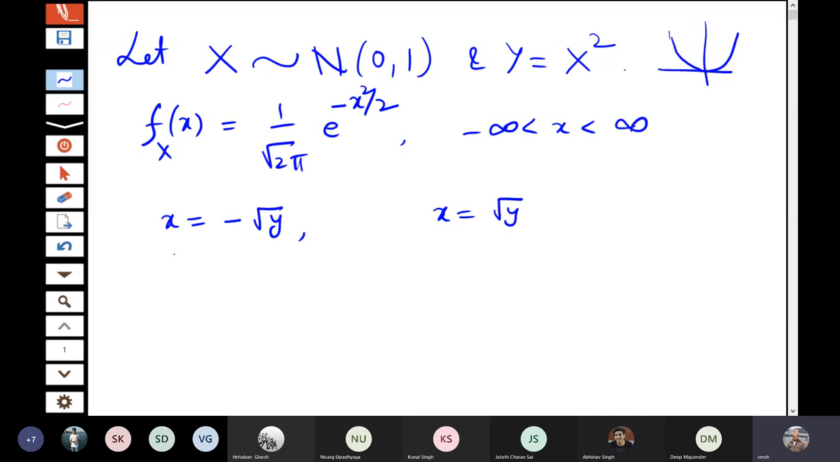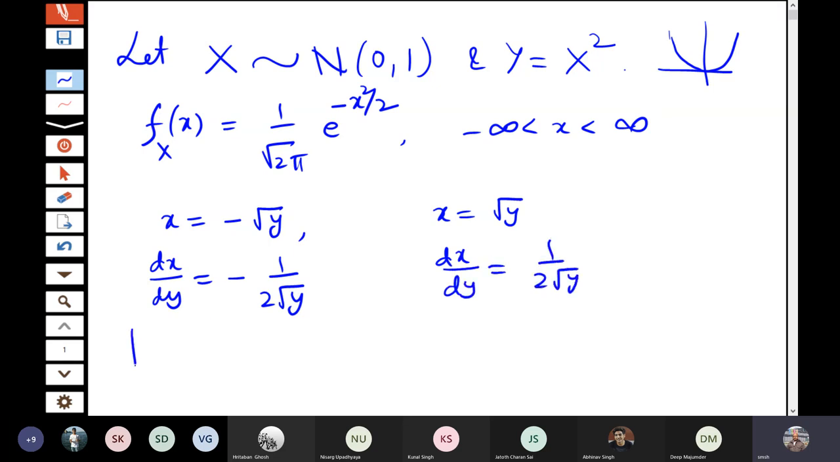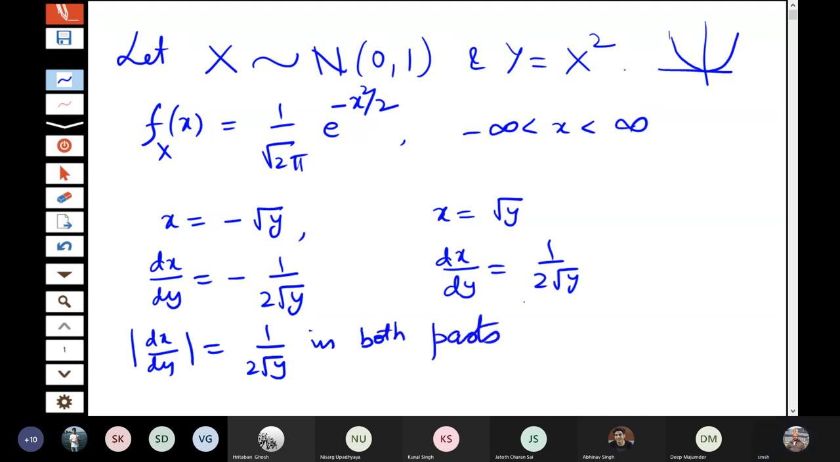So we will calculate d g inverse y by dy in both the regions, that is dx by dy, that is equal to minus 1 by 2 root y. And here it will be dx by dy equal to 1 by 2 root y. So you have to take, of course, mod here. So dx by dy is equal to 1 by 2 root y in both parts. So what is the distribution of Y?